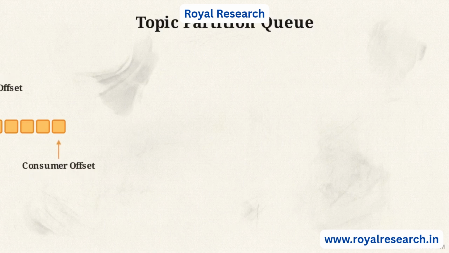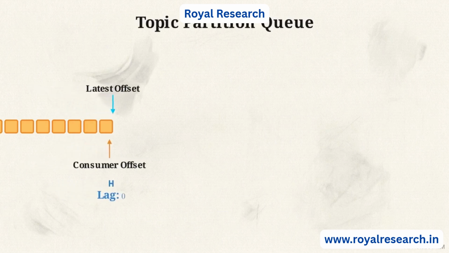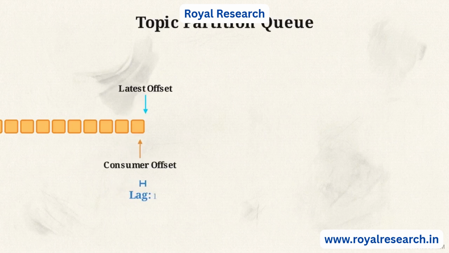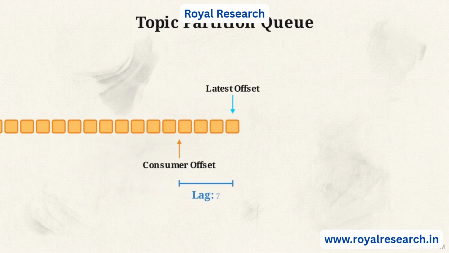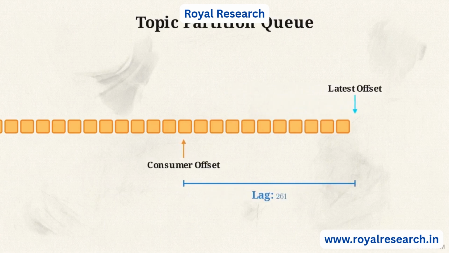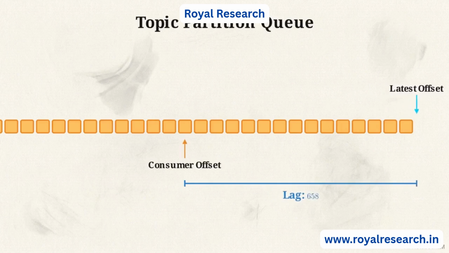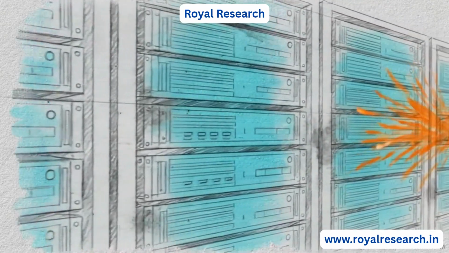This visual represents a topic partition queue. Consumer lag is the exact numerical difference between the latest message offset generated by the producer and the current offset successfully processed by the consumer application. In a healthy state, event consumption is nearly instantaneous. The consumer offset closely trails the latest offset. But in a degraded state, the producer continues writing at high velocity, advancing the latest offset, while the consumer offset stalls. That growing gap is your lag.